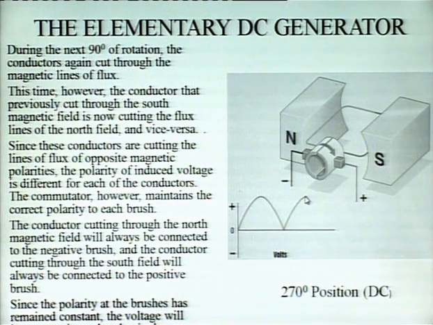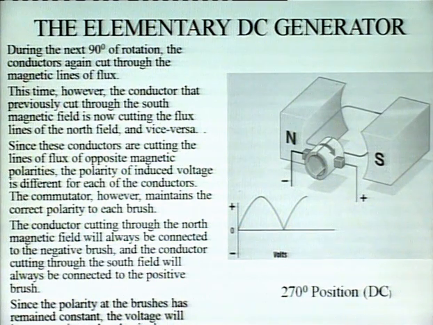During this time, however, the conductor that previously cut the south magnetic field is now cutting the flux lines of the north field and vice versa. We will change the flux cutting of this armature conductor. Since these conductors are cutting the lines of flux of opposite magnetic polarity, the polarity of induced voltage is different for each of the conductors.